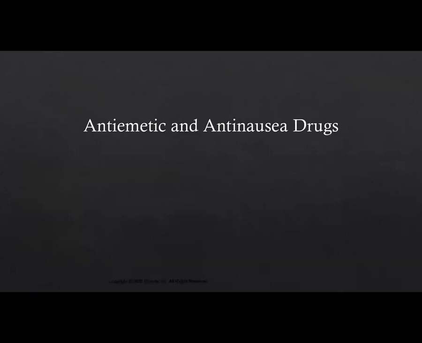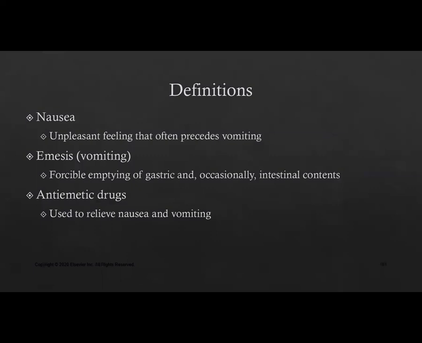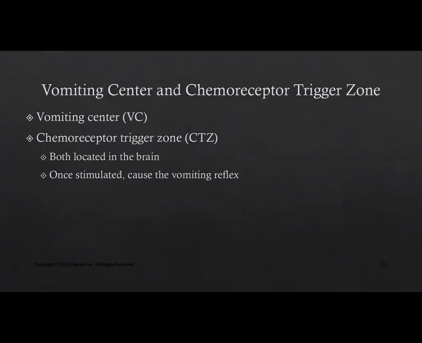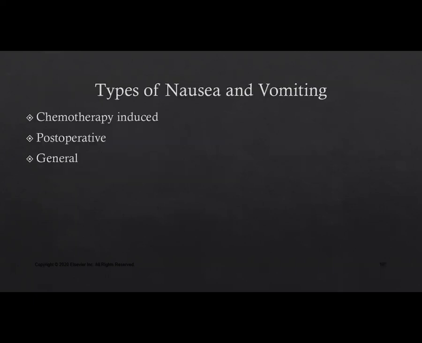So your antiemetic and anti-nausea medications. These are the medications that keep us from vomiting or keep us from becoming nauseous. Nausea is just that unpleasant feeling that often precedes vomiting. Emesis is your vomiting, that forceful emptying of the gastric and occasionally intestinal contents. Antiemetics are used to relieve nausea and vomiting. So, vomiting center and chemoreceptor trigger zone. Your vomiting center and your chemoreceptor trigger zone are both located in the brain. Once stimulated, they can cause that vomiting reflex.